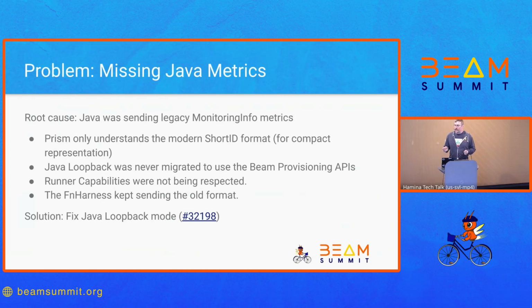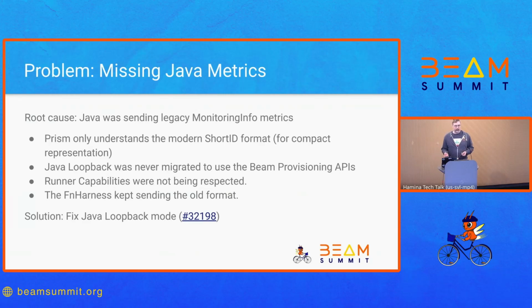Java metrics were entirely missing, and this has to do with specific features on how Java has never really needed to run truly portably in many cases. And because Prism, I decided not to support the legacy versions of the monitoring info metrics that get reported back by SDKs across the Fn API. We only understand the modern short ID format, which is necessary for efficient processing of metrics, because it turns out having large protos reporting back metrics every single time instead of the compact payload data information, it becomes expensive.